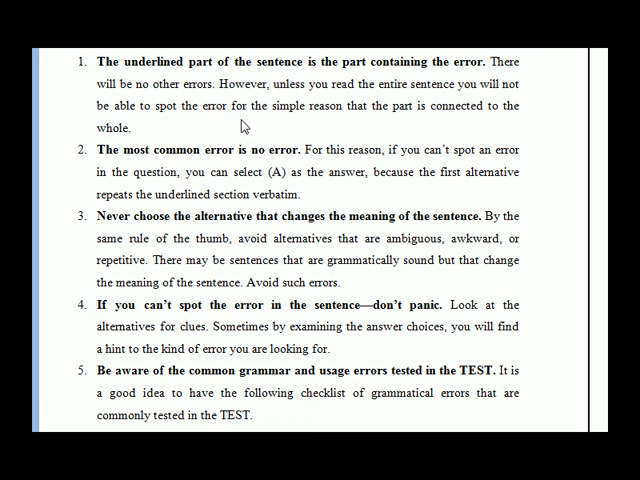Here are some top tips and strategies to tackle the sentence correction section on the GMAT. First of all, you need to remember that the underlined part of the sentence is the part that contains the error. The other parts will not have any errors and should not be changed. The most common error is no error. This is just statistics. The most common answer is A, which basically repeats the sentence as it is. Never choose an alternative that changes the meaning of the sentence. Avoid alternatives that are ambiguous, awkward, or too wordy, repetitive, and so on.